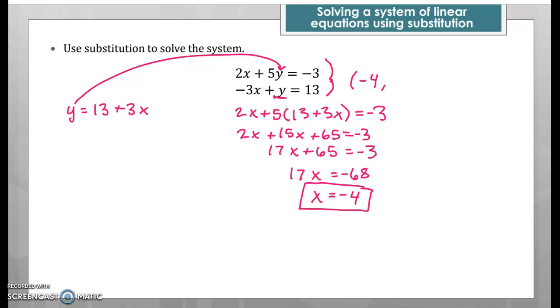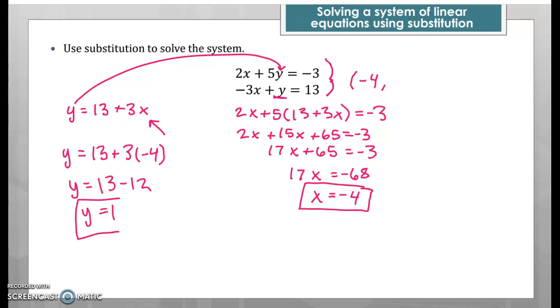I can find my y value by plugging x into this equation where I solved for y. So y is going to equal 13 plus 3 times -4, or 3 times x. So y ends up being 13 minus 12, so y equals 1. So the point at which these two linear equations, or these two lines, intersect is at -4 and 1. And that is our solution to this system.